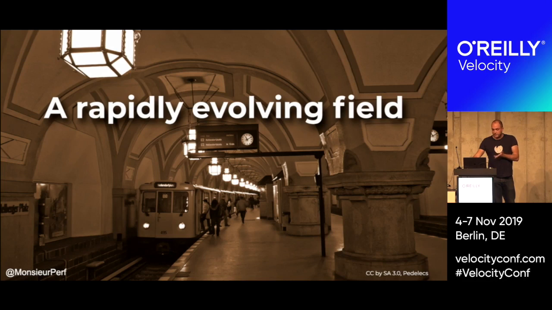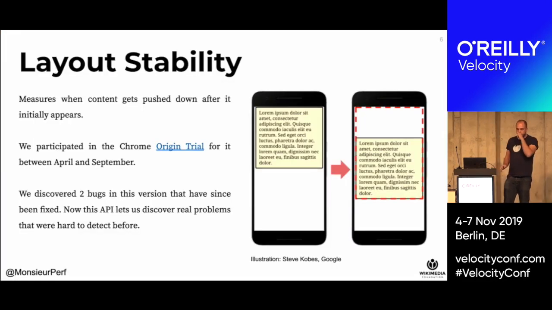So exactly, this is a very fast evolving field. There's new stuff all the time, so I'm going to talk about some new APIs that are either freshly released or in the process of being released, and that are being worked on in terms of standards. So there's layout stability that's being developed by Google. What's exciting about it is it's measuring an aspect of performance that was ignored until now.